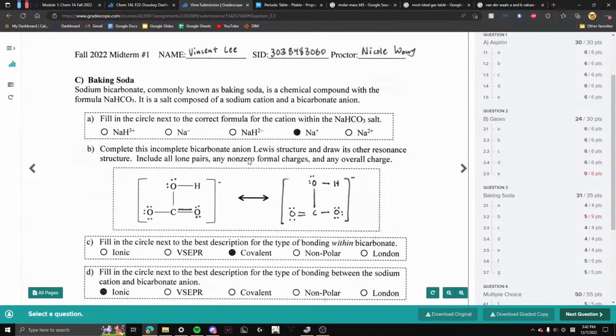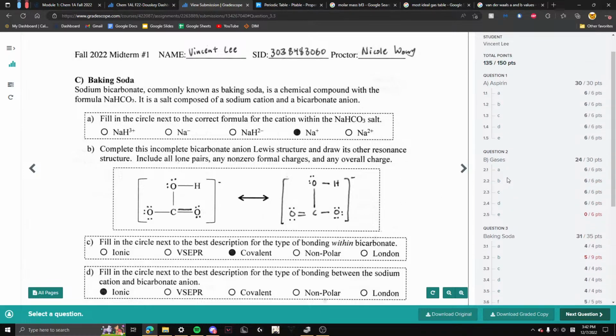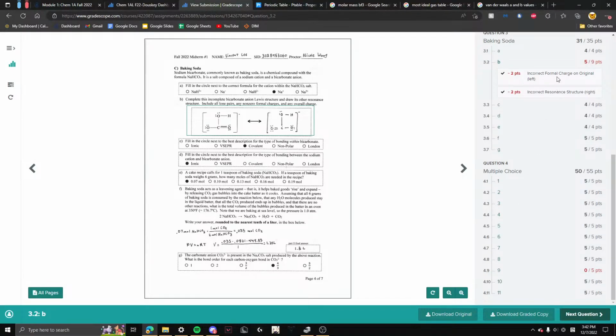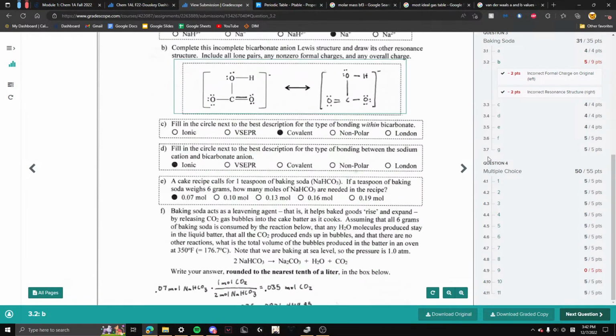Okay, complete this in carbonate. Oh, for this, I literally lost points on this one, I think, because I forgot to add the formal charges onto the individual molecules. I remember the overall charge, but I forgot to add the little formal charges onto the little things. So if I were to do this, I would have to write on this oxygen that it has a formal charge here and over here because it's non-zero. That's literally all I forgot to do. So if I look here, yeah, incorrect formal charge. Rest in peace.